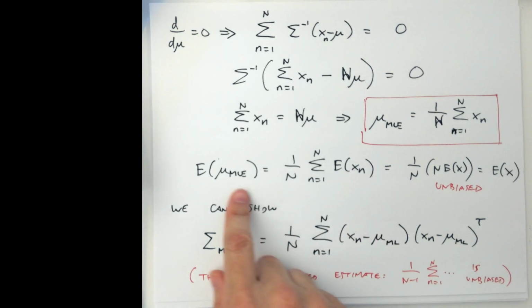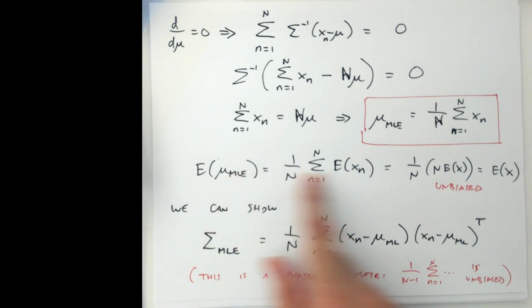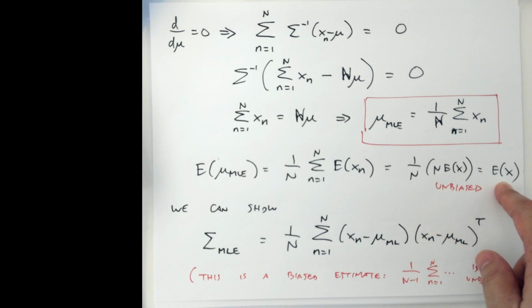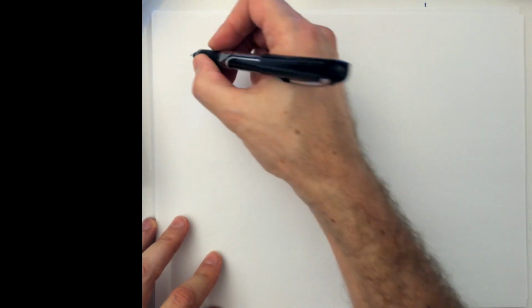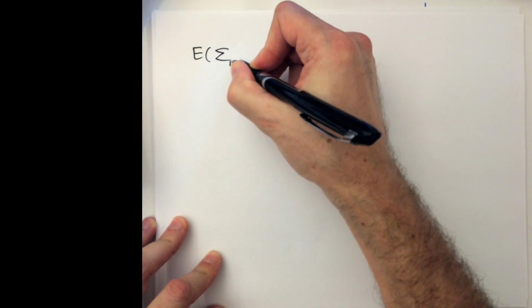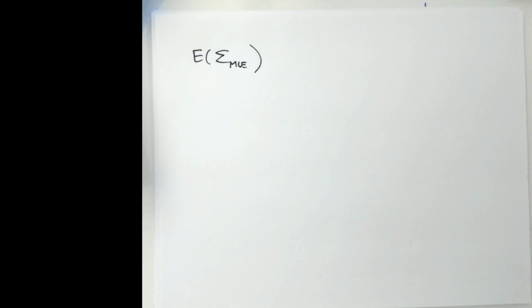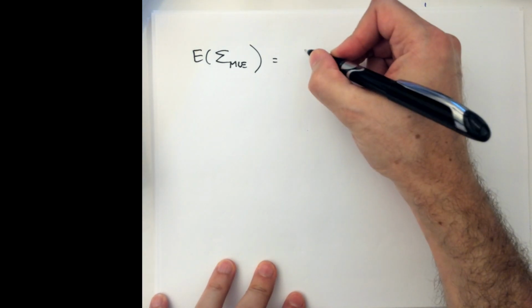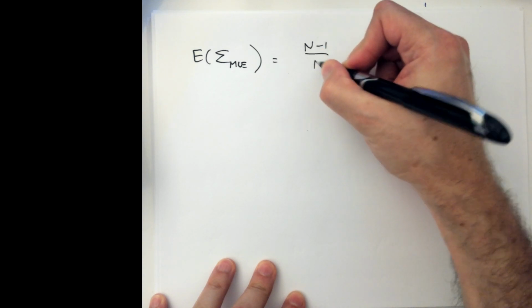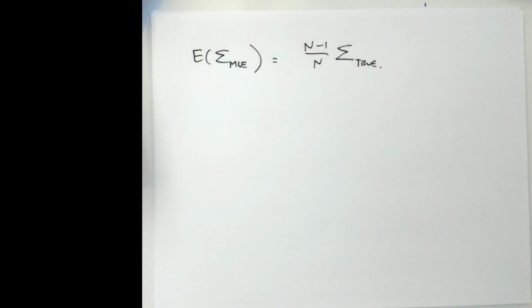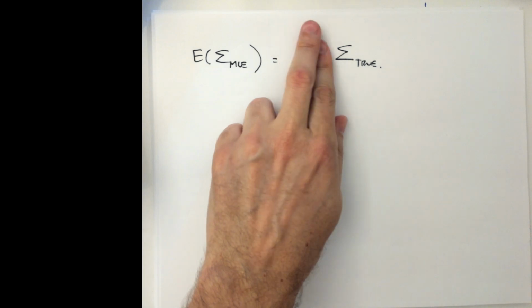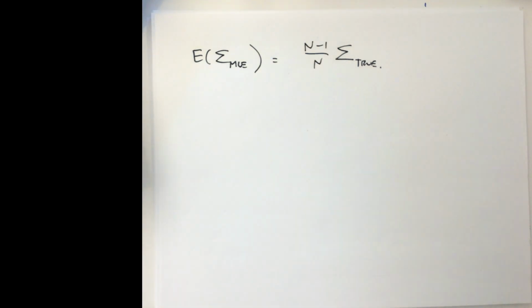So biased estimate means that when I take the expected value of my estimate, I don't get what the truth should be, which is kind of what I want. Here, as a side note, if I took the expected value of this sigma and worked through all the math, what I would get would be (n minus 1)/n times sigma true. That means it's a biased estimate, because if I want it to be unbiased, I should get this exact thing, but instead I get something that's a little bit off.